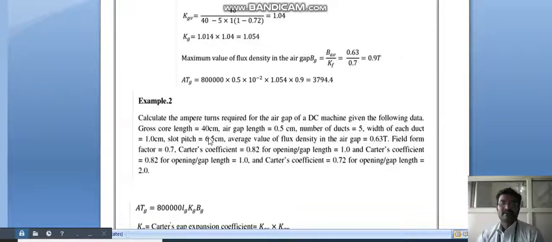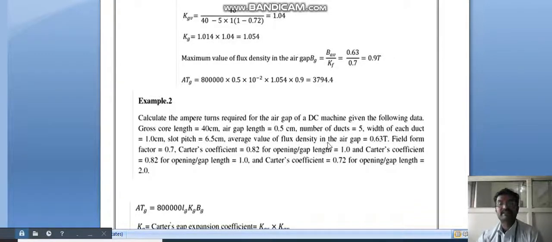So here, calculate the ampere turns required for the air gap of a DC machine given the following data. Gross core length is equal to 40 centimeter and air gap length 0.5 centimeter. Number of ducts is equal to 5. Width of each duct 1 centimeter. Slot pitch 6.5 centimeter.